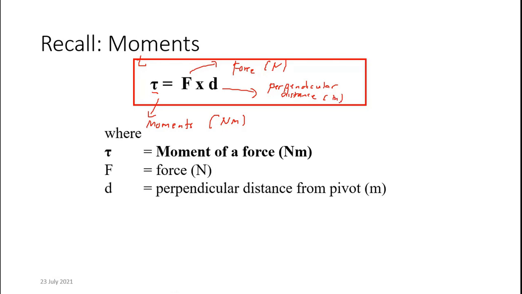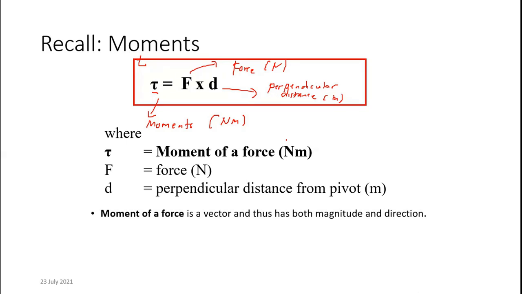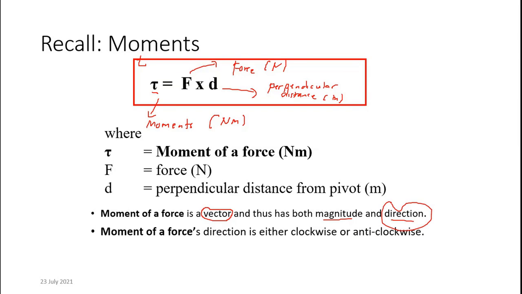The moment is a vector. Remember, you have learned about vectors with Miss Rachel. A vector has magnitude and direction. And what is the direction of the moment? It is clockwise and anti-clockwise. This is the direction of the moment. It can be clockwise, it can be anti-clockwise.